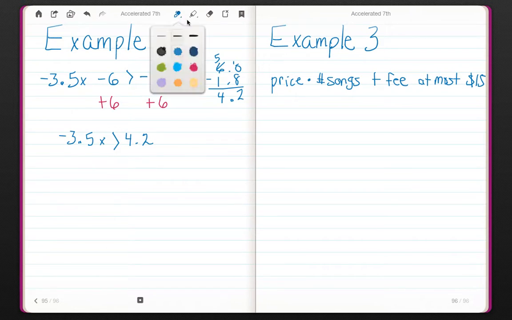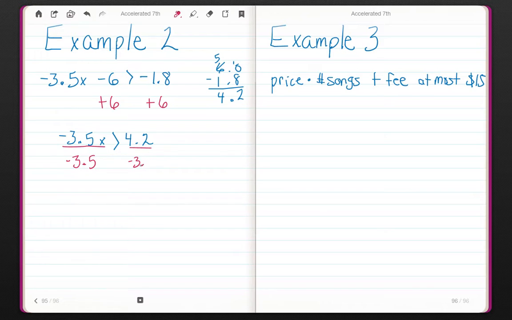Then I'm going to divide both sides by -3.5. Leaving me with x. I switch the sign, is less than 4.2 divided by -3.5 is -1.2. And again, you would graph that.